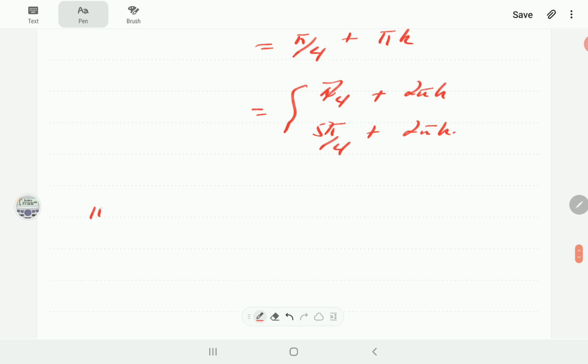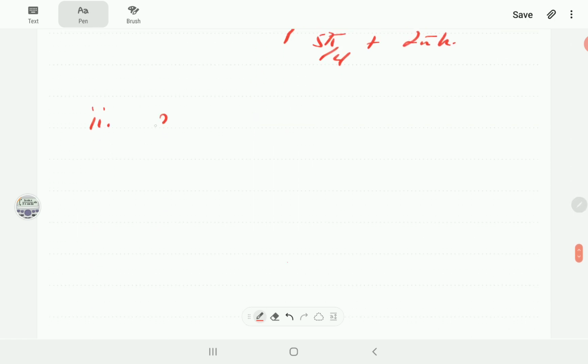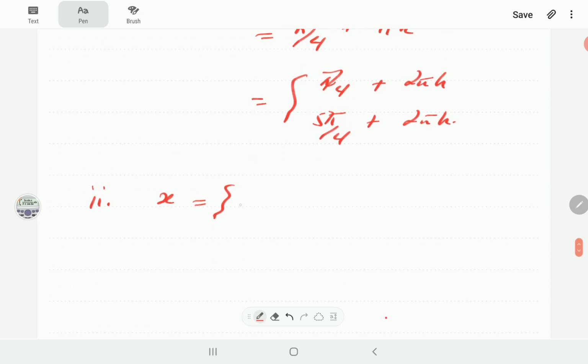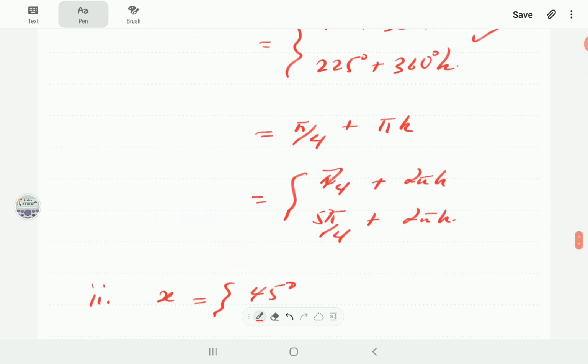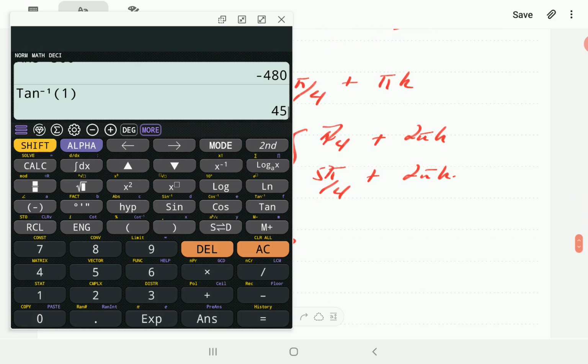And then for part 2, we are looking for angles in the interval between minus 180 and 180. So of course 45 is in that interval. Then we do 45 plus 180. That's going to give us an angle outside the interval.